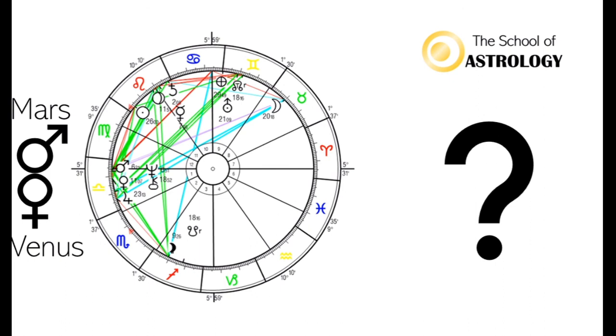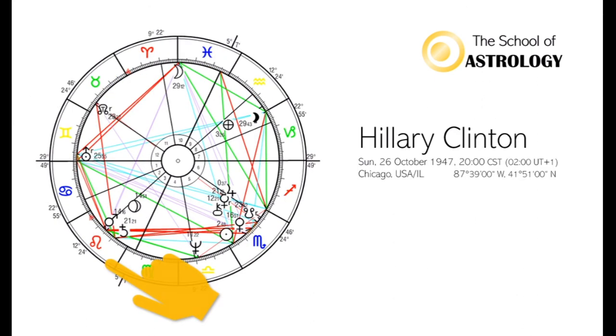Now we still want to look at Venus and Mars and what they tell us. Venus will tell us how we think a woman should be, and Mars will tell us how we think a man should be, like the archetypical idea we have in our mind. And this will be different for everyone, of course. For this we will refer to the chart of Hillary Clinton as an example.